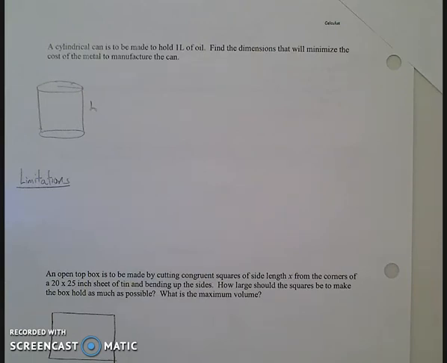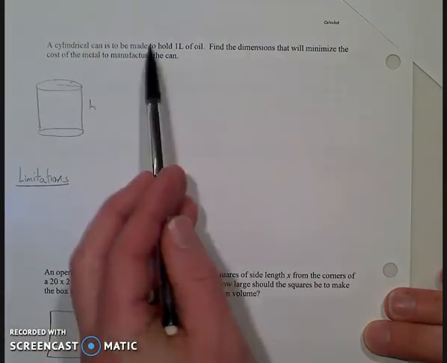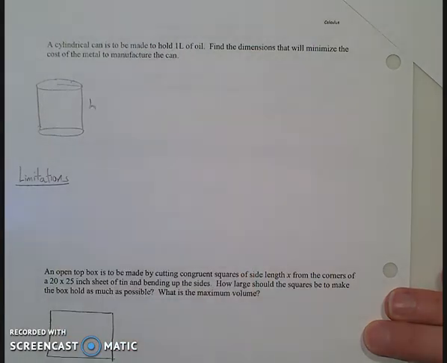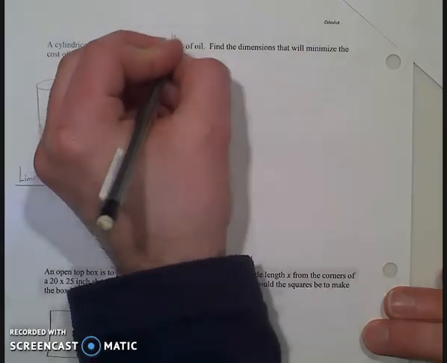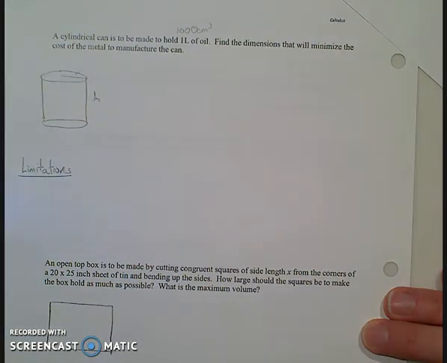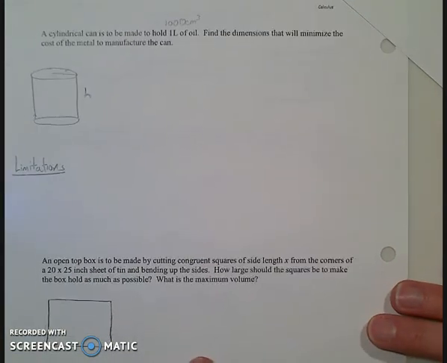We have a cylindrical can. The cylindrical can is made to hold 1 liter of oil. Now, in class we're going to talk about this, we will not talk about it now. But just so you know, this is 1,000 centimeters cubed. And we'll talk about that in class, but that is something that we're going to have to use later on.